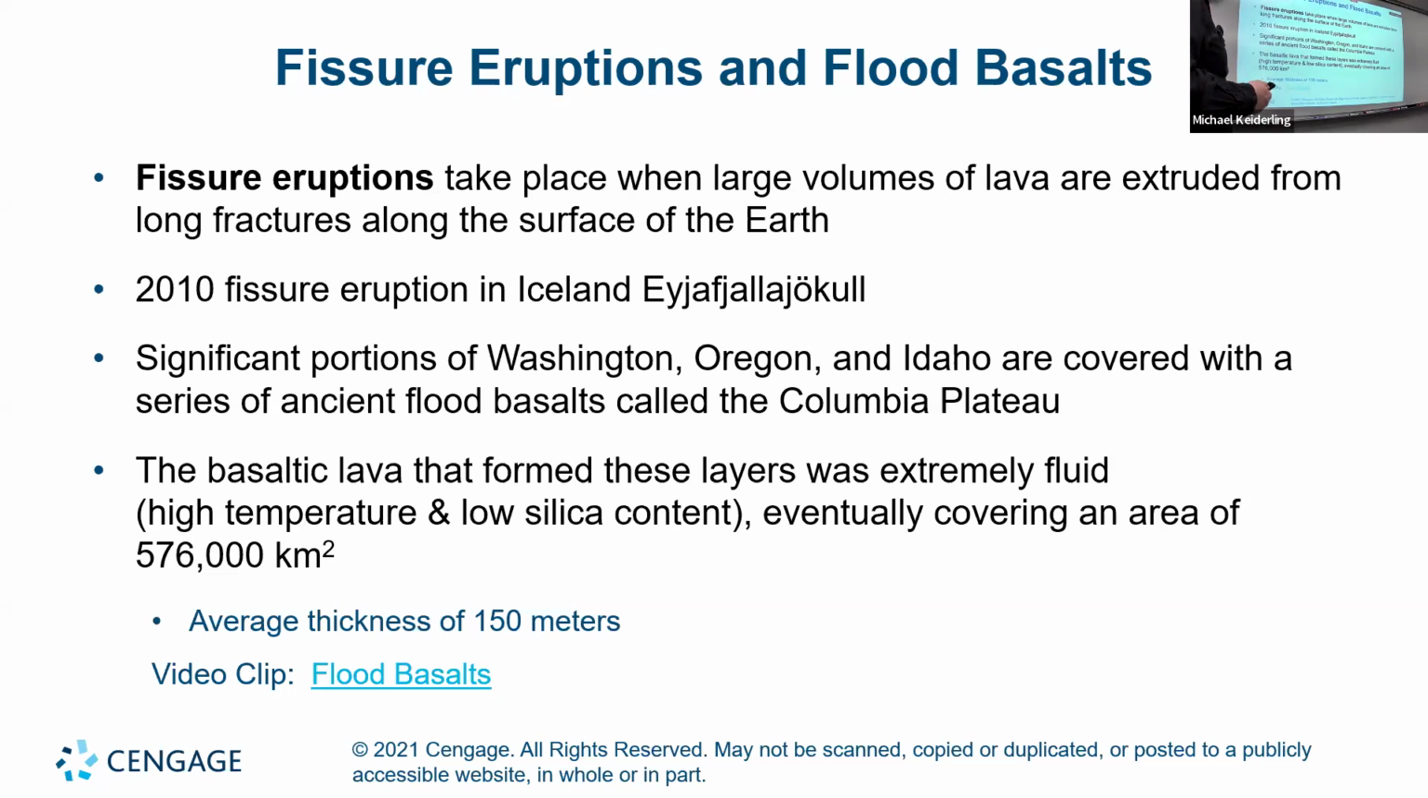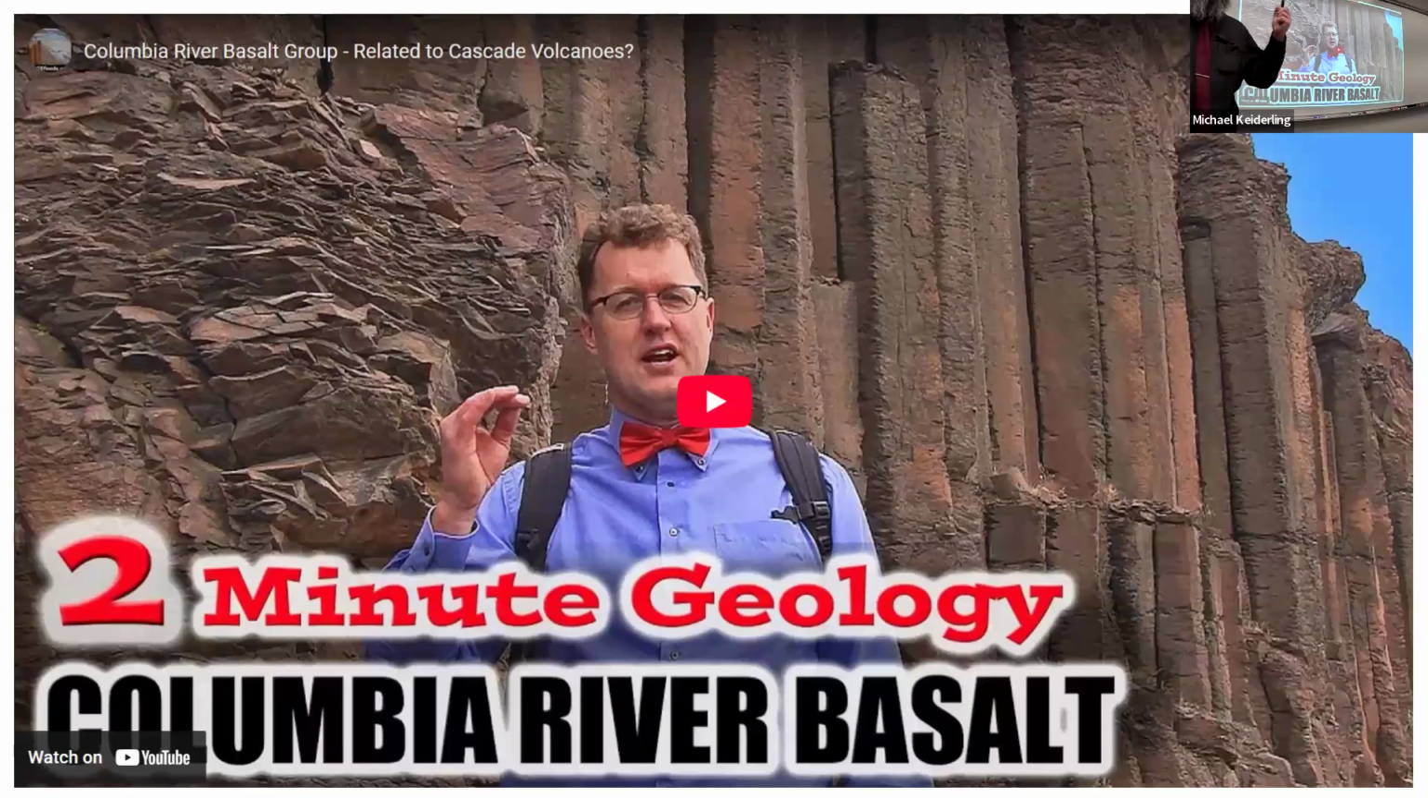And the basaltic lava that formed these layers was extremely fluid, high temperature, low silica content, and eventually covered an area of 576,000 square kilometers, with an average thickness of 150 meters. And the actual stack of flood basalts can get quite thick. Here's a short video about the Columbia River flood basalts.